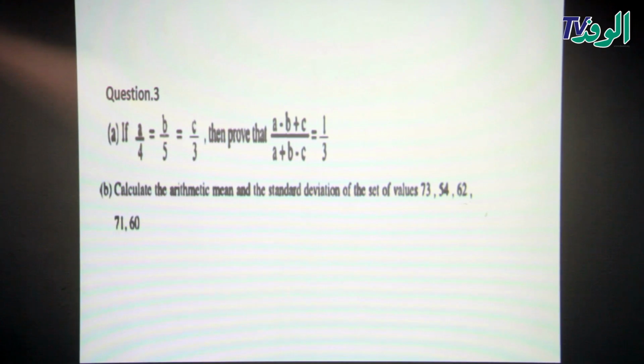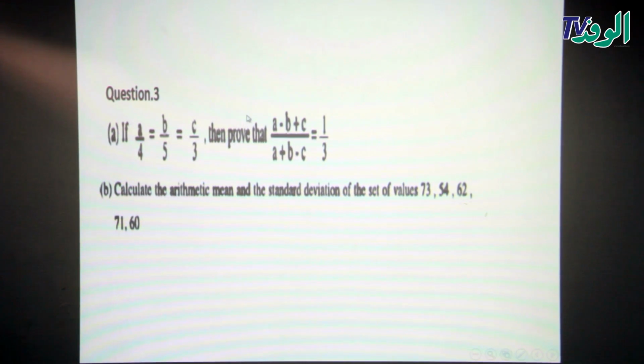But it's better to solve it by multiplying the second ratio by negative 1. To avoid confusion, we can make each one equal m and say that a equals 4m, b equals 5m, c equals 3m. We replace a, b and c in both the numerator and the denominator. To simplify, we find 1 over 3.